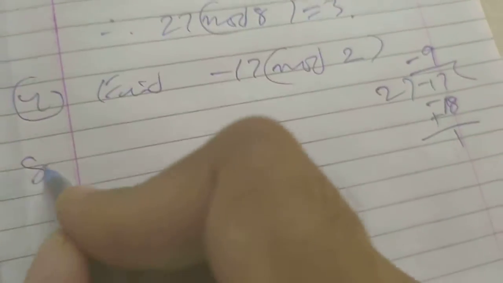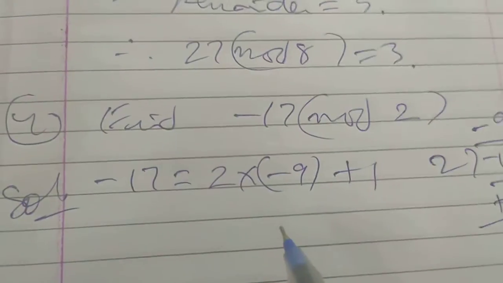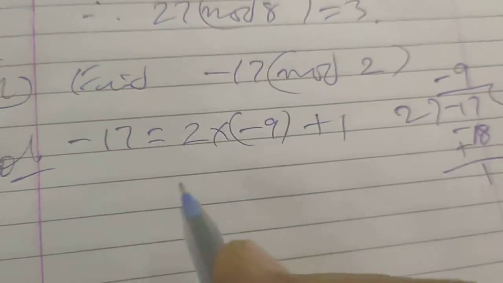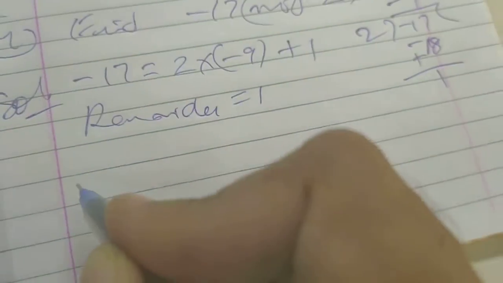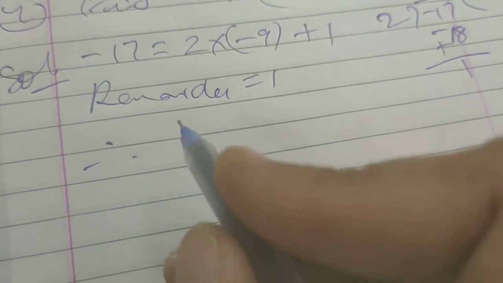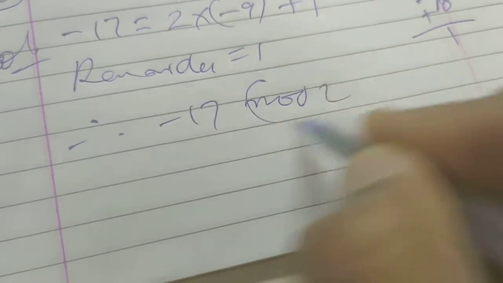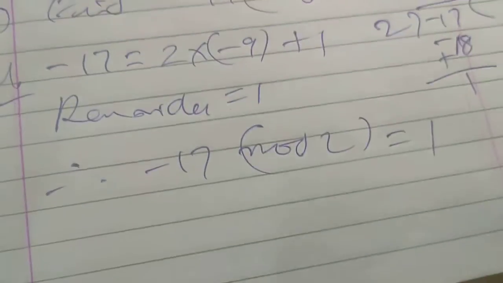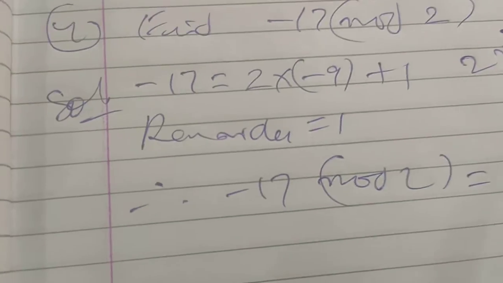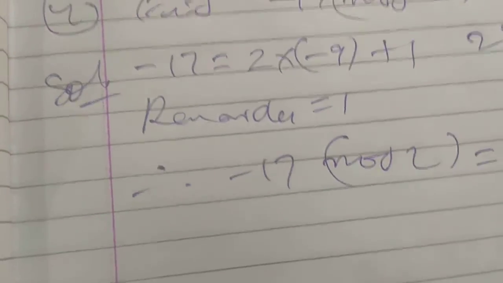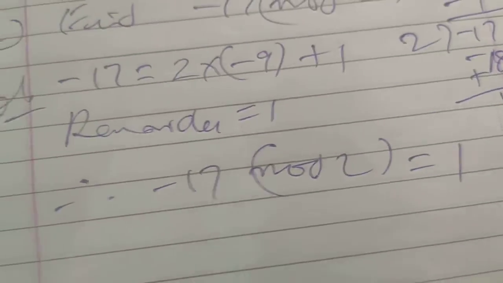So let us write in proper way. Solution: minus 17 is equal to 2 into minus 9 plus 1. So whenever the number is negative, put it in brackets. And what is the remainder? Remainder equal to 1. Therefore, we can say that minus 17 mod 2, the value of this will be equal to 1. So this is how we have to solve questions based on the type A mod m.